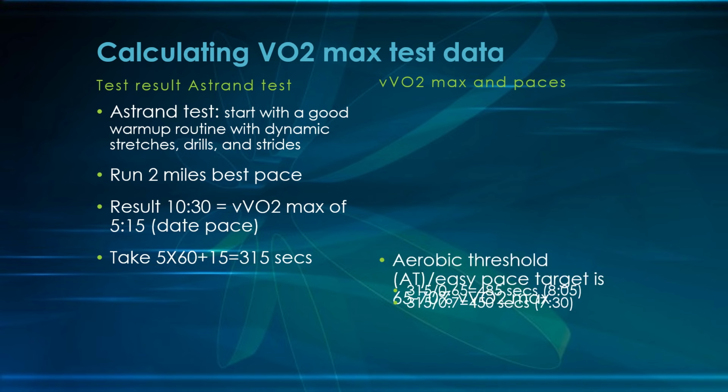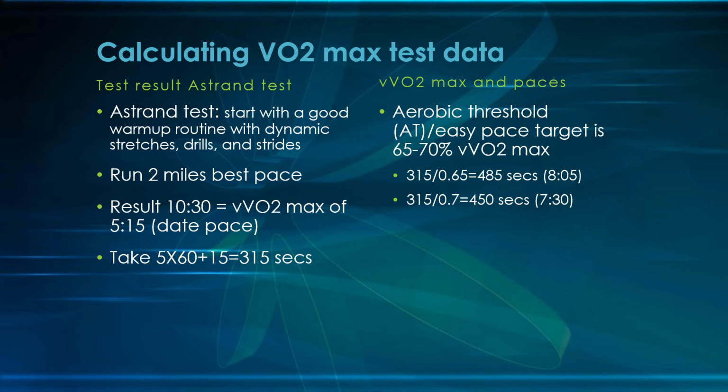Just a quick recap on how to create workouts with that. If you were to have an aerobic threshold target, you want it to be 65 to 70% of their current vVO2 max. So you would divide 315 by 0.65 and then 315 by 0.7 to get the total number of seconds, and that equals 8 minutes and 5 seconds and 7 minutes and 30 seconds. That is the range that you're going to want your kid to run in if they have a date pace of 5:15, and whatever they run in that test, you would just change the numbers around and get their VO2 max.